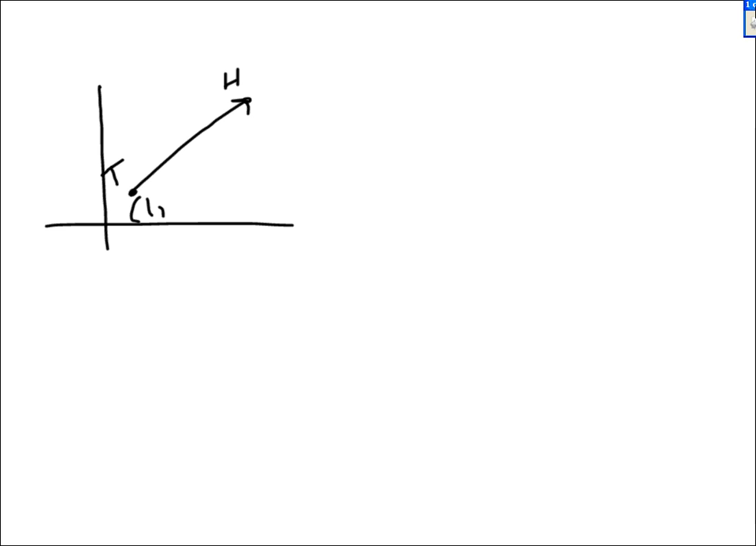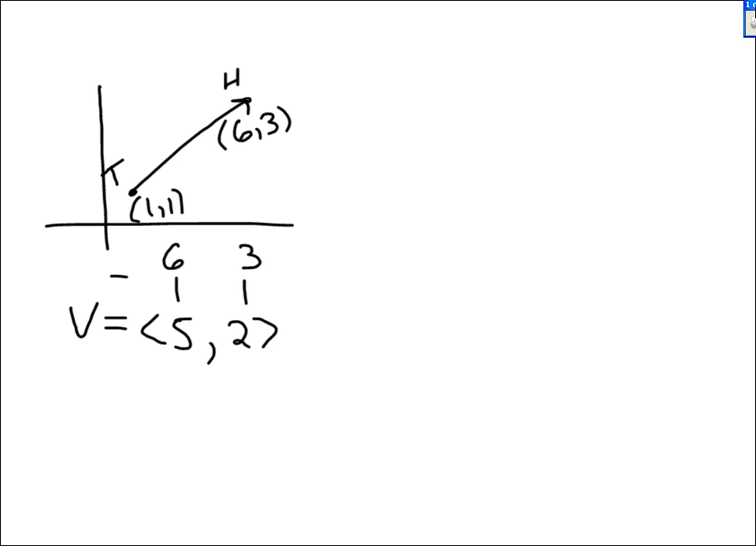If the tail is at (1, 1) and the head is at (6, 3), the vector in component form, well, you subtract the x and the y values, head minus tail. You have (6, 3) and (1, 1), and you subtract. 6 minus 1 is 5. 3 minus 1 is 2. And that's the vector in component form. You just subtract the tail from the head.